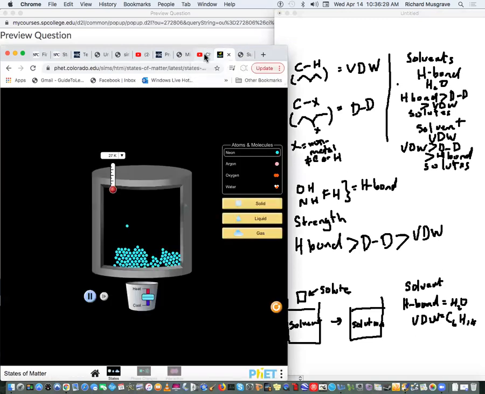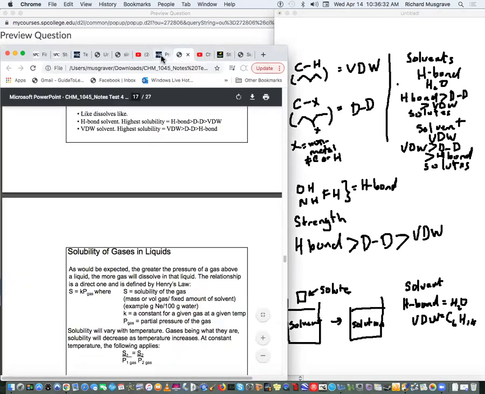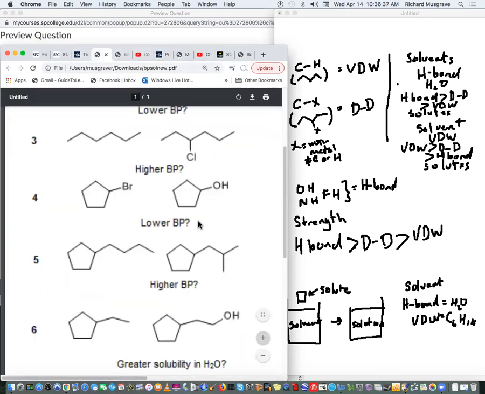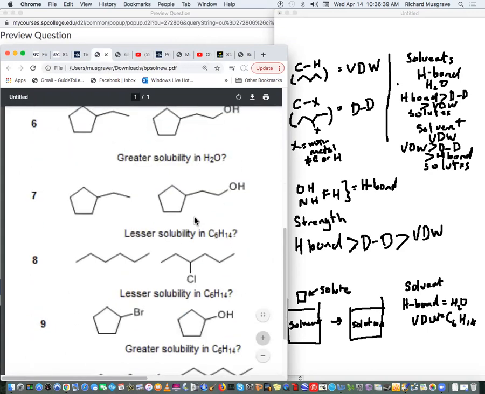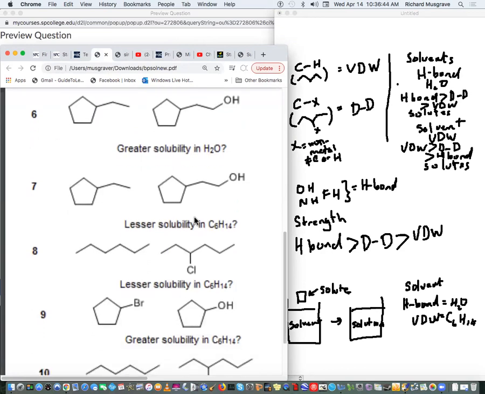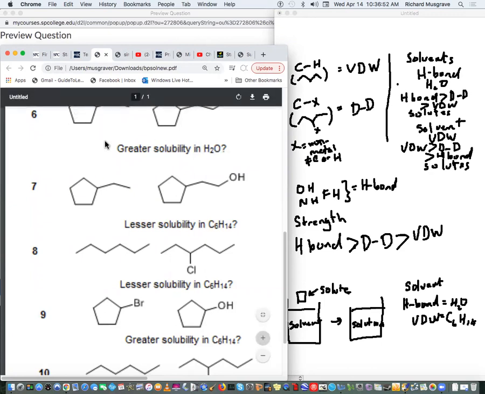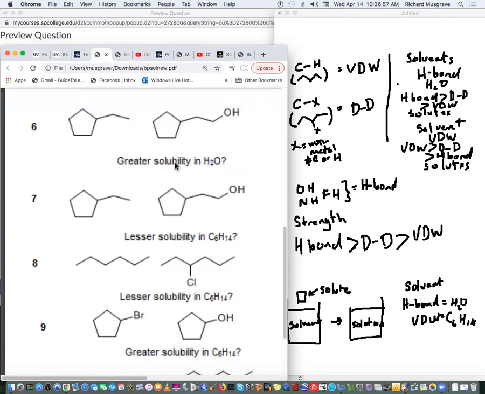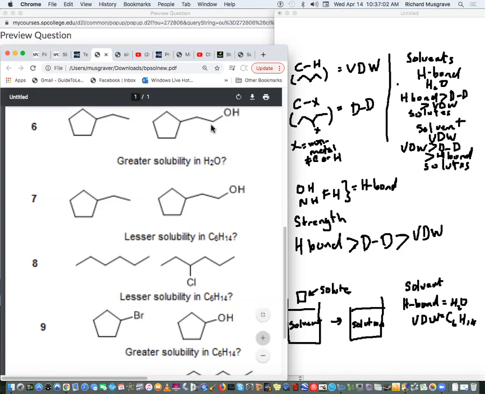Okay, let's look at, here we go. So for something like number 6 here, we're looking for the greatest solubility in water. Now water is a hydrogen bonding solvent because it's got all OHs. So we look at these, we've got Van der Waal on the left, we've got hydrogen bonding on the right. The one that's going to have the greatest solubility will be the hydrogen bonding, the one on the left. Does anybody have any questions?